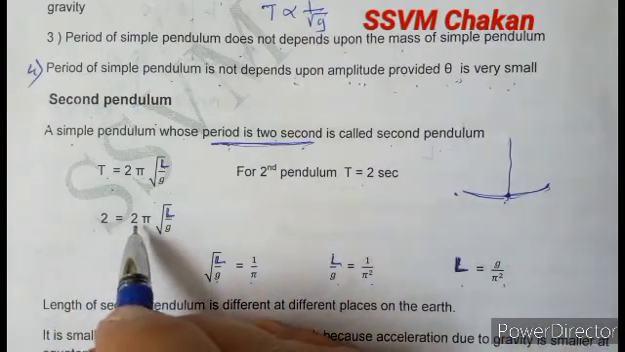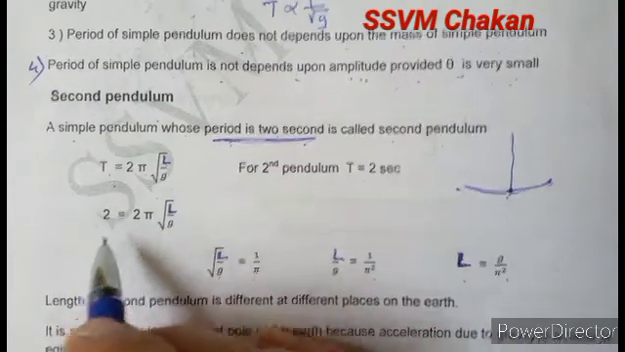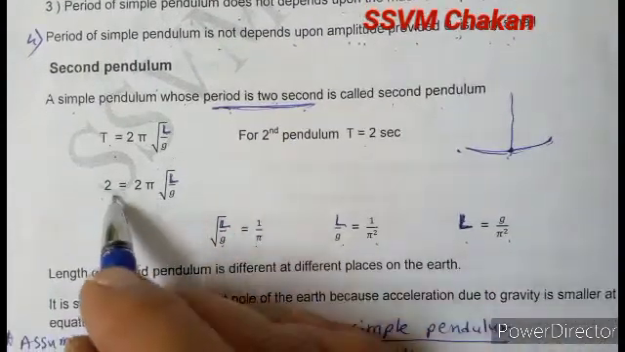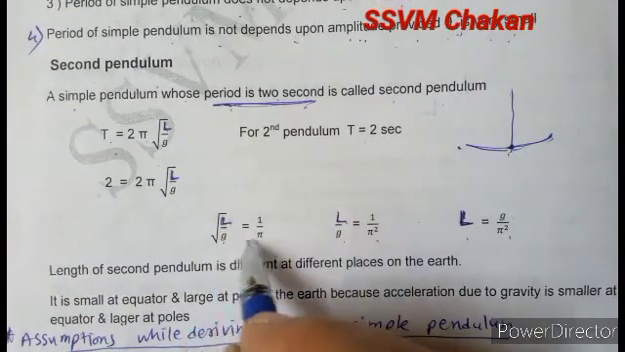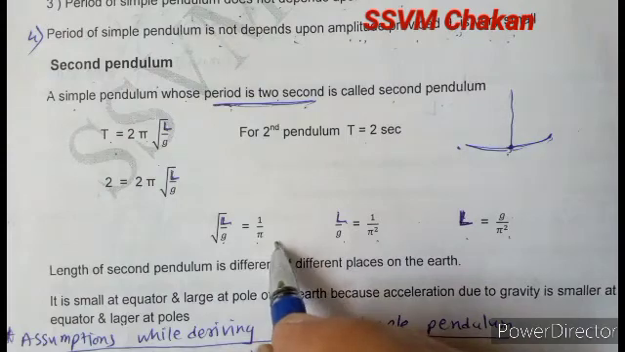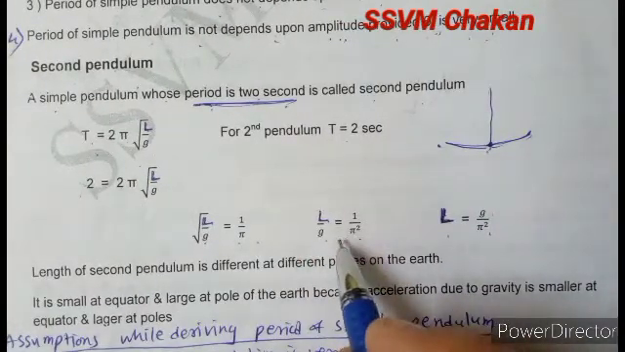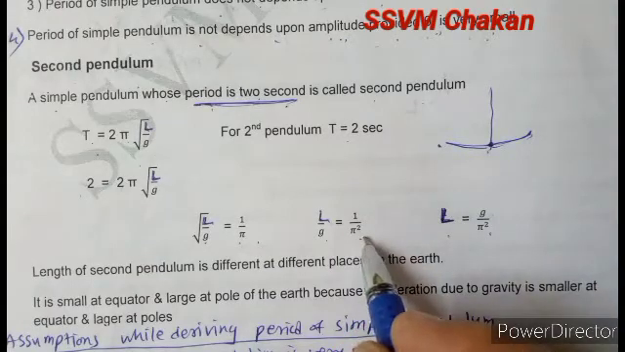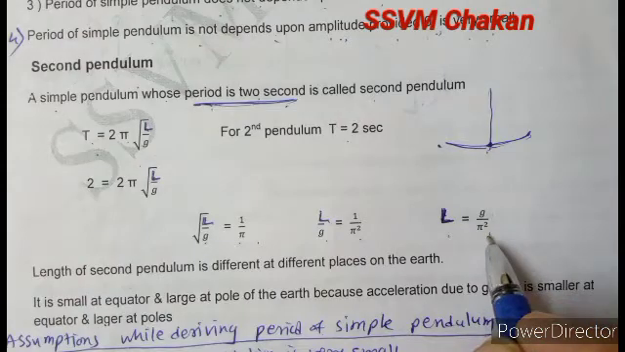So 2 equals 2π square root of L divided by g. 2 gets cancelled. Shift π to the other side also. Therefore square root of L divided by g is equal to 1 upon π. Squaring both sides, L divided by g is equal to 1 upon π square, or L is equal to g divided by π square.